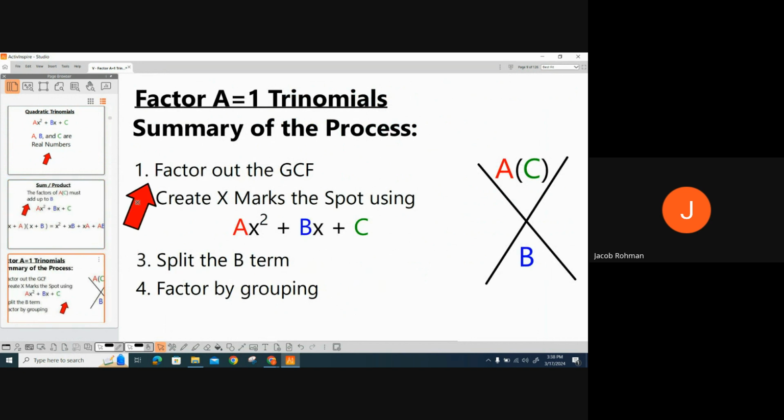Here's an overview of the process that we're going to be following. Number one, we're going to look to factor out any GCFs first. GCF stands for greatest common factor. Number two, we're going to look to create an X marks the spot using this formula, ax squared plus bx plus c. We're going to take a times c, and that's going to be at the top of the X marks the spot, and then we're going to have b at the bottom. Then we're going to find two factors of whatever AC's product is that both multiply to this and add to b. Thirdly, we're going to split the b term. And then lastly, we're going to factor by grouping.